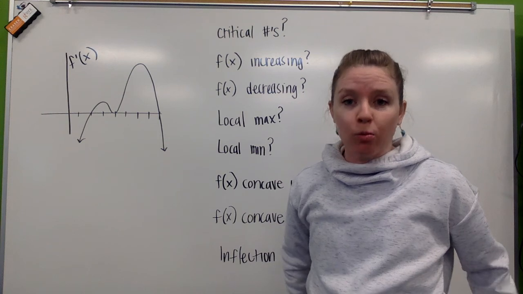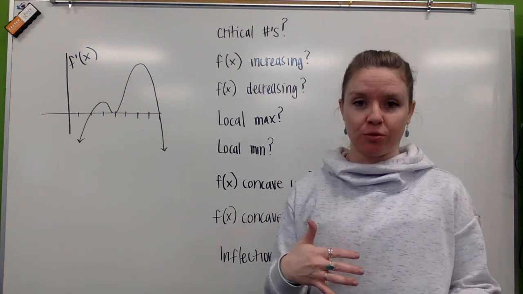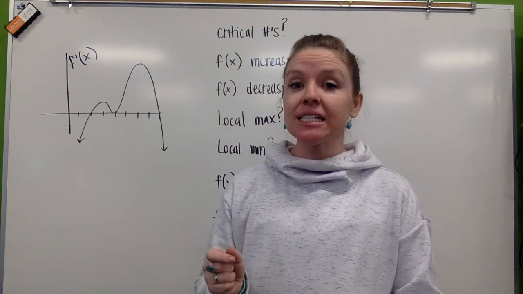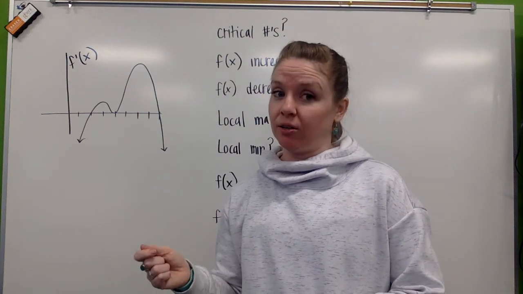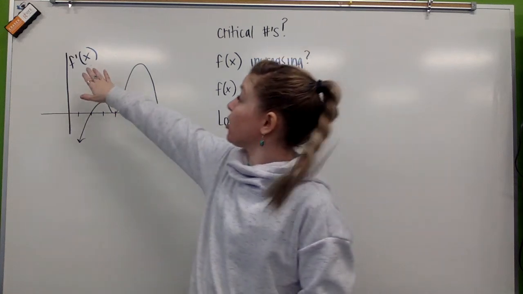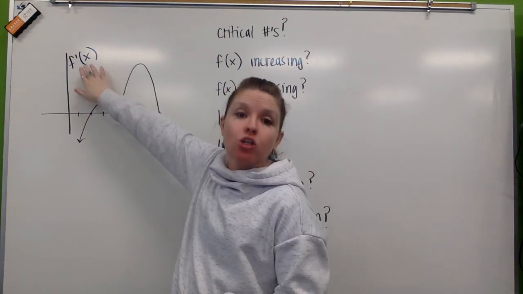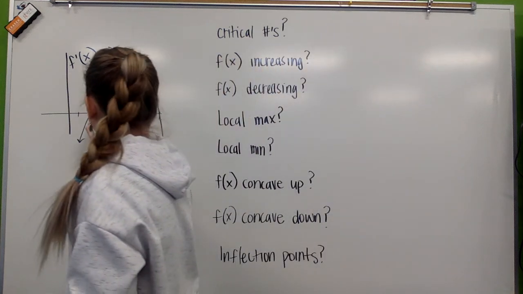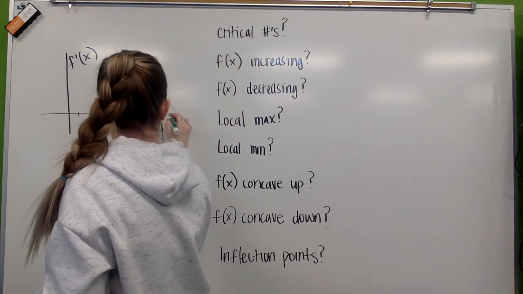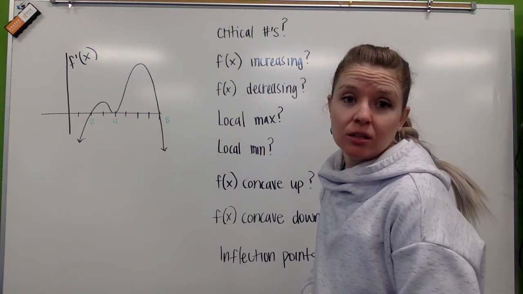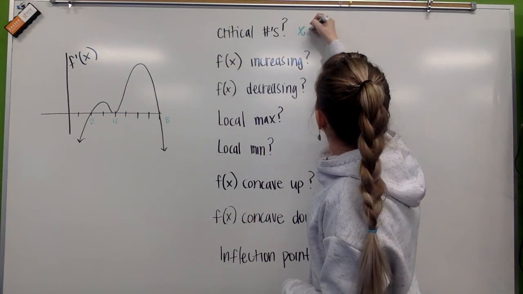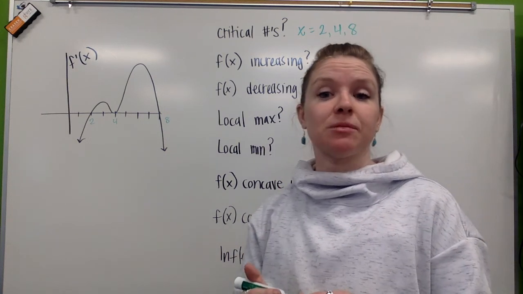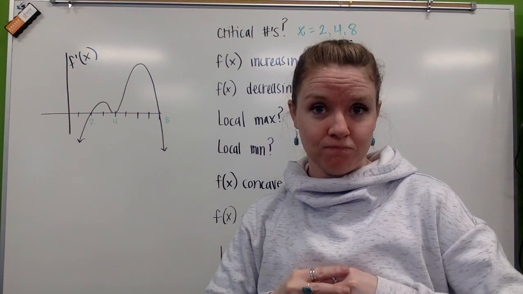So what are those critical points that we would have gotten from the first derivative? Remember, critical points happen when the derivative doesn't exist or it equals 0. If we look at our graph here, our graph is our derivative. So where does my derivative equal 0? That's going to happen here at 2, 4, and 8. So my critical numbers are at 2, 4, and 8, and that's happening because my derivative equals 0.